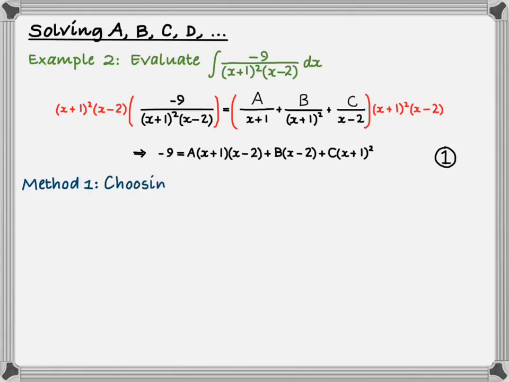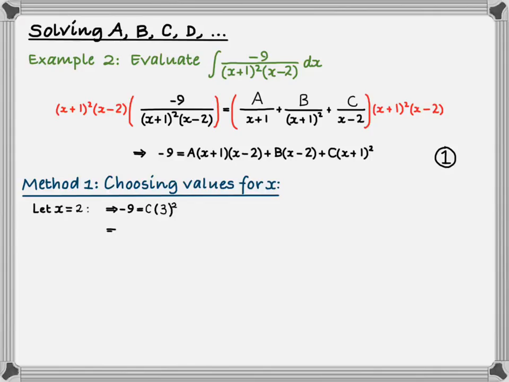Method 1 is where we choose specific values for x, and since we have two linear factors, the choice of x equals 2 and x equals negative 1 are obvious choices. So if we let x equal 2 and substitute that into equation 1, it simplifies to negative 9 equals C times 3 squared, which implies that C is negative 1. If we let x equal negative 1 and substitute into equation 1, we find that B is equal to 3. We don't have any more linear factors, but we still need to find the value of A.